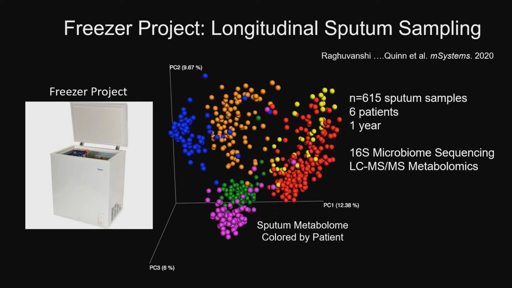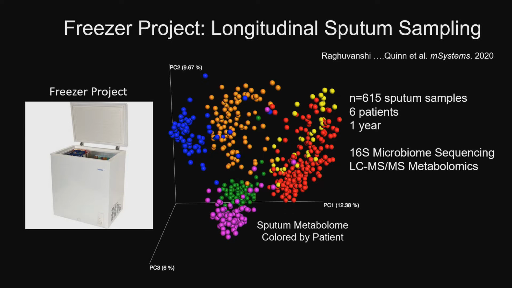So the last thing that we've been doing, we call the freezer project. This is inspired by John LiPuma's work, where we basically ask people with CF, instead of throwing your sputum sample in the garbage can, how about you put this little freezer in your house and you can just throw it in the freezer and we'll come pick it up from you after a year. So this was published in 2020. This PCA plot of the metabolome gives you a picture of the sample size.